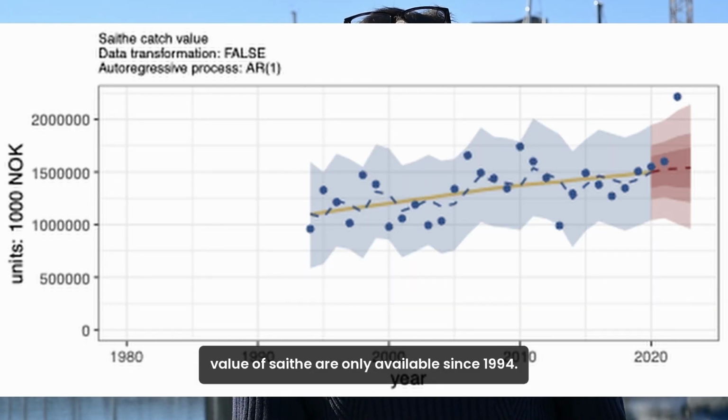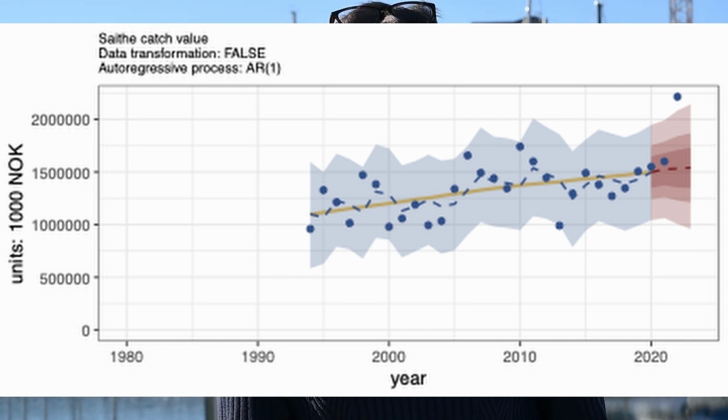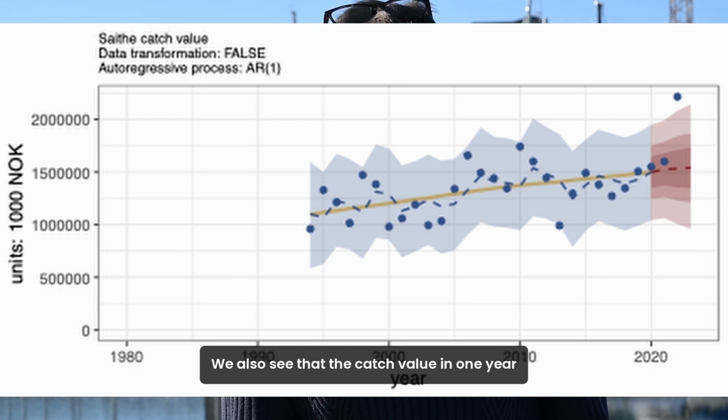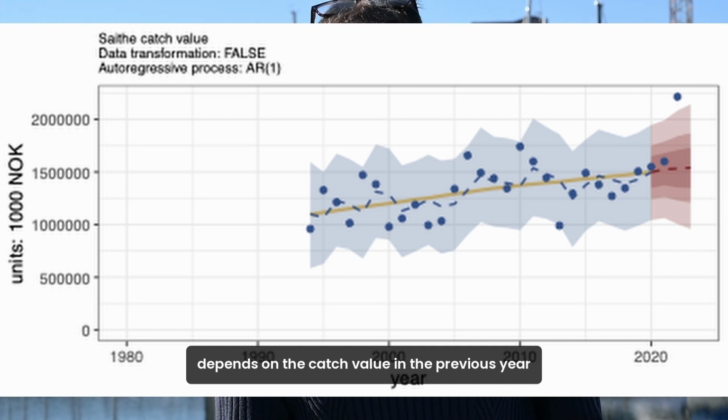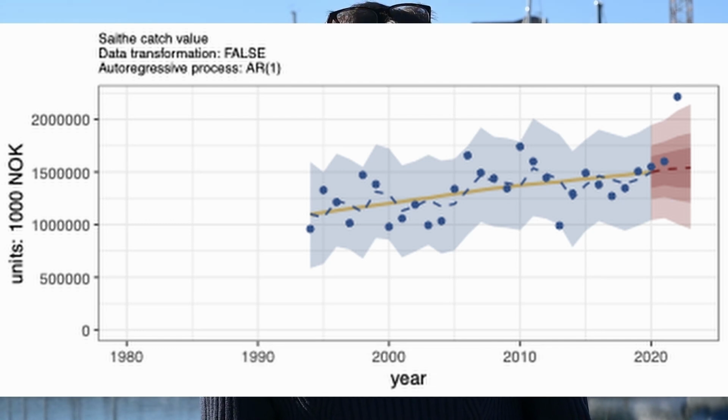Data on the catch value of sprat are only available since 1994. There is a clear increasing trend since then. We also see that the catch value in 1 year depends on the catch value in the previous year, as shown by the dashed line.